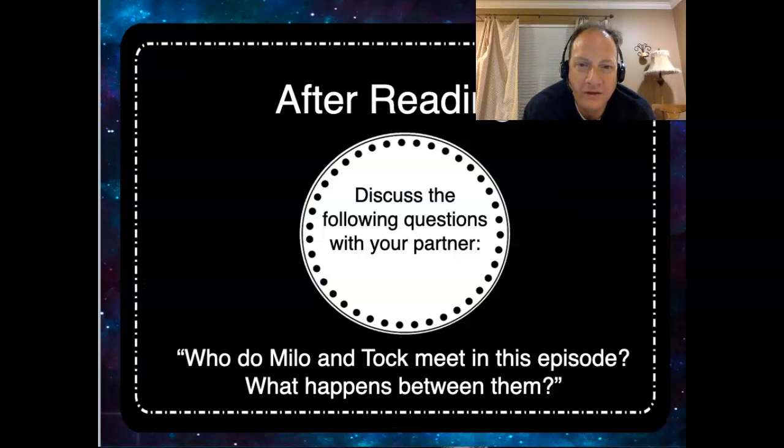All right. So after we read, it says discuss the following questions with your partner, which obviously you're doing this lesson at home, so you can jot down a few notes if you want to, but who do Milo and Tock meet in this episode? And what happens between them? Again, I believe it's chapter number 4 is what we're looking at. So take some notes on that. We'll discuss it in class.